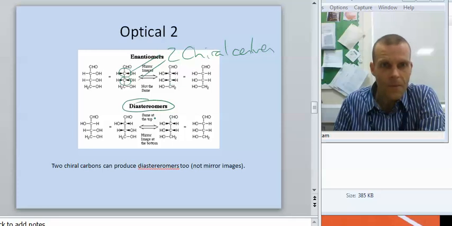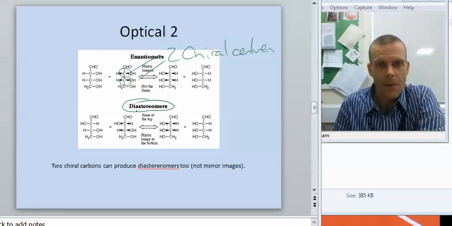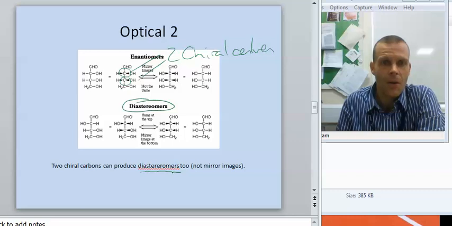2 of those will be diastereomers, right? They're not going to be mirror images. So just bear that in mind. If you've got 2 chiral centers, you can end up with this extra situation where you've got diastereomers.